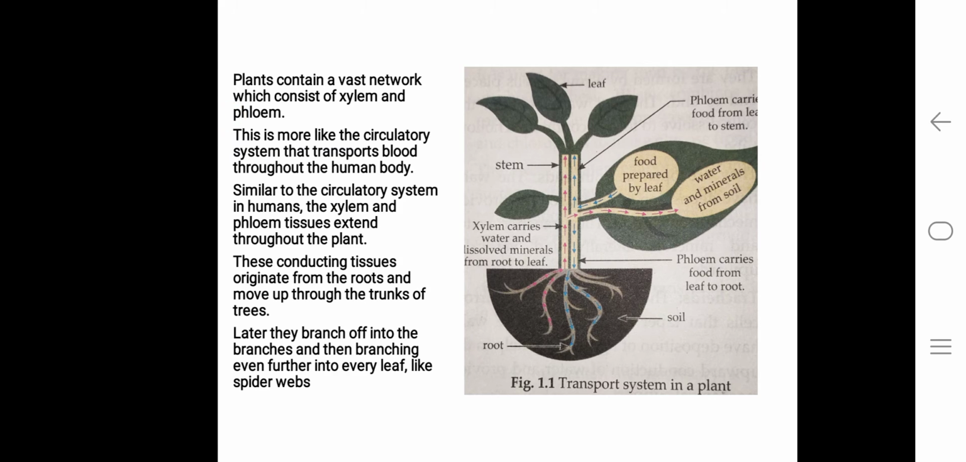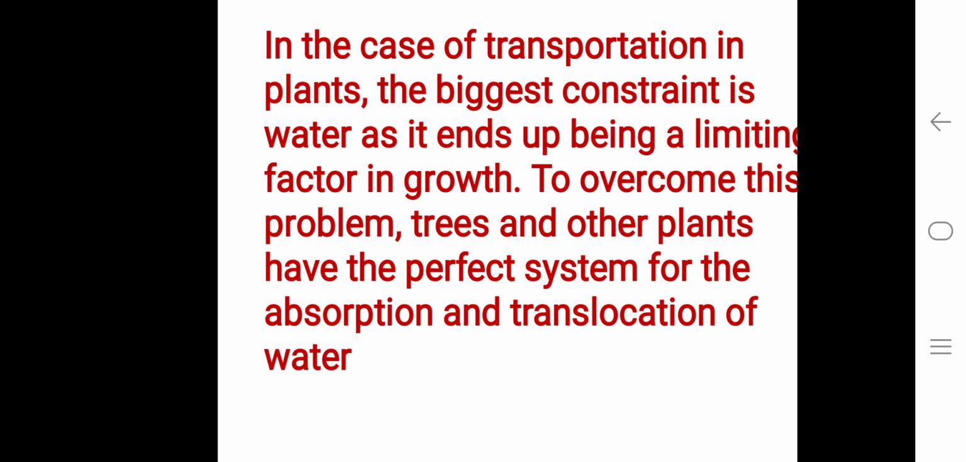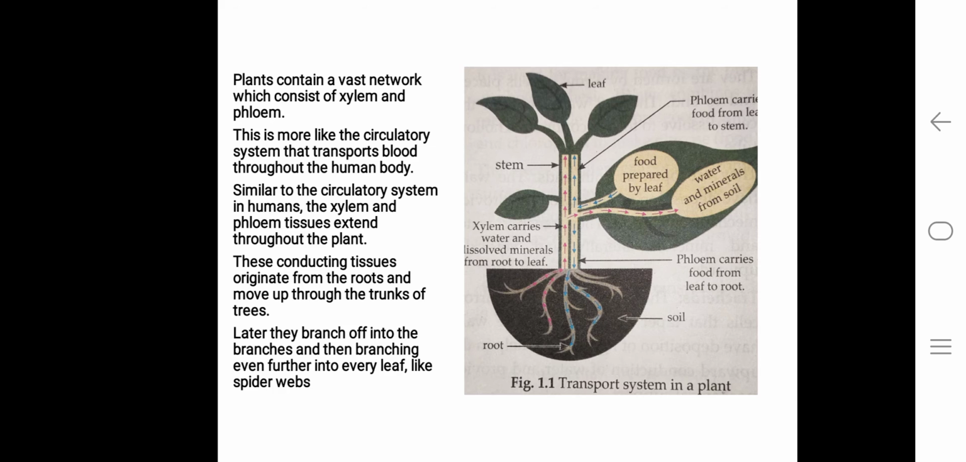So plants contain a vast network, which consists of xylem and phloem. We have already done that. This is more like the circulatory system that transports food throughout the human body. Similarly to the circulatory system in humans, look at this diagram over here. The xylem carries water and dissolved minerals from root to the leaf, and in the phloem, food prepared by the leaf is transported.